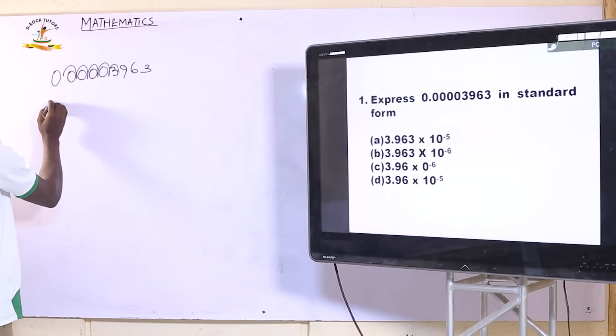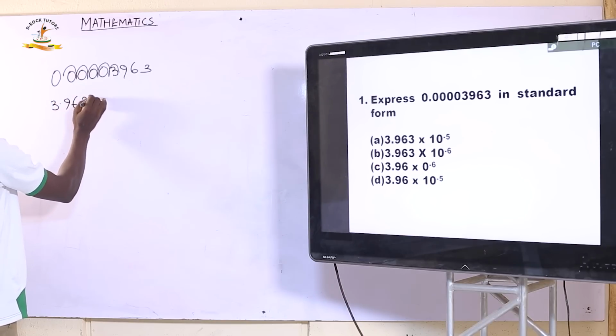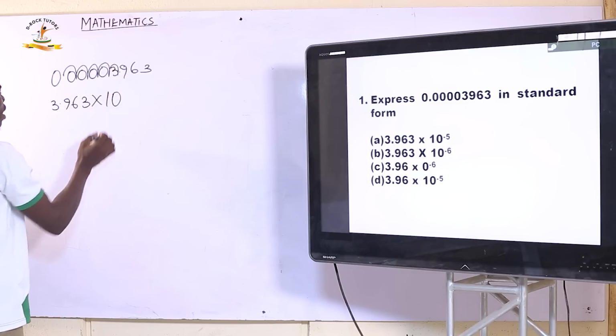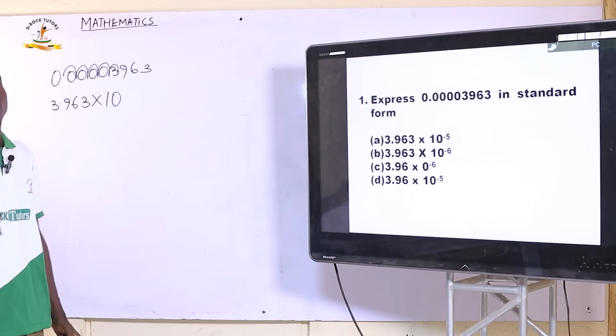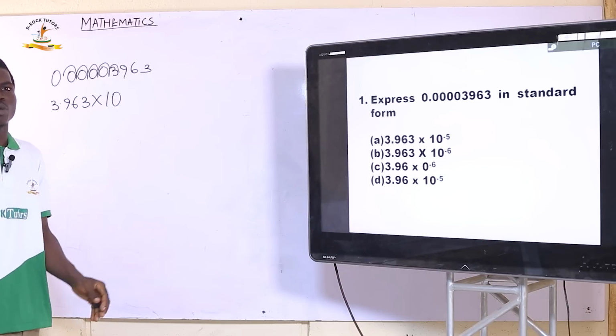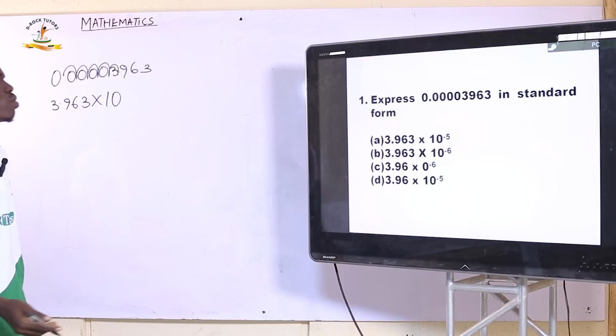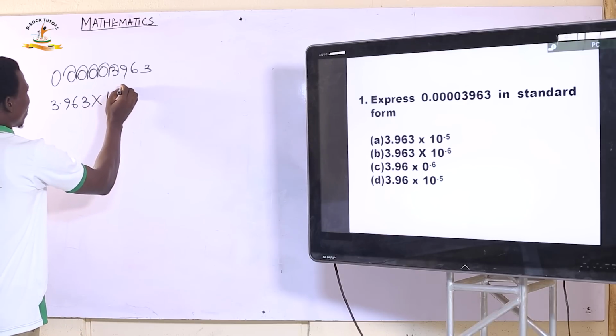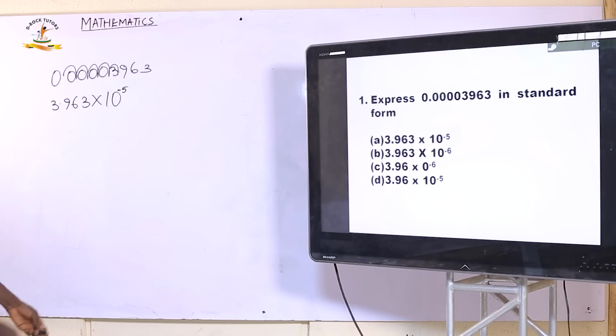So we're going to write 3.963 times 10 raised to power. I know you might be thinking it should be 5. No, minus 5, because anytime we shift to the right hand side, it is always minus. Anytime we shift to the left hand side, it's always going to be plus. So we're going to write minus 5, and that is going to be the final answer for that.